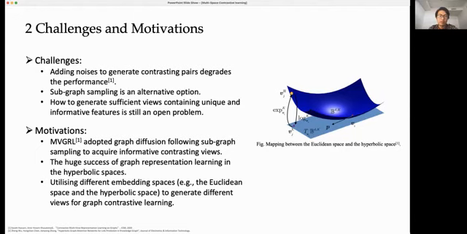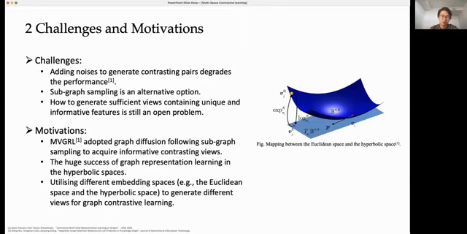To avoid introducing too much noise, many researchers instead adopt subgraph sampling to generate positive samples. The intuition is that each subgraph has a unique focus on certain aspects of the graph semantics, and different subgraphs or local structures can hint at the full semantics carried by the graph. Nevertheless, how to generate sufficient views containing unique and informative features is still an open problem.